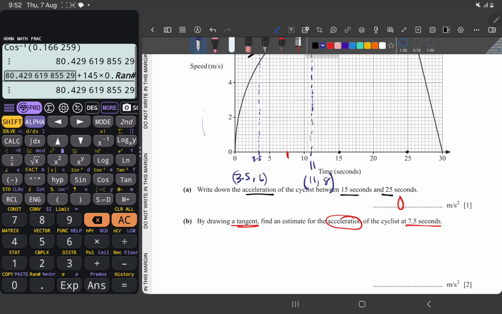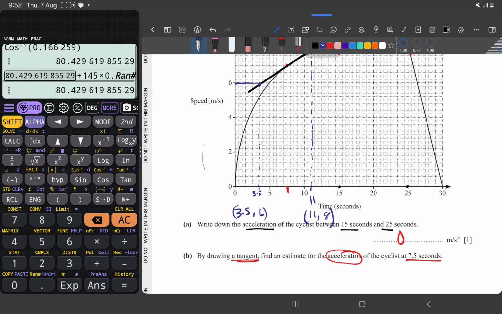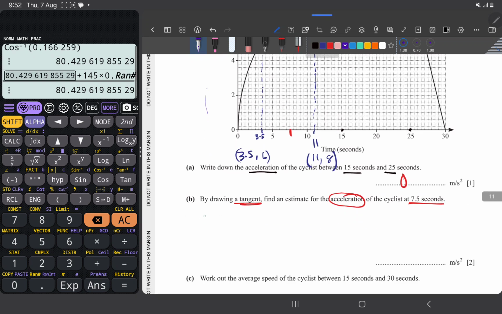Now I will find the gradient using these 2 points. So I have to draw a tangent. If they'd asked me to find acceleration at 7.5, you want the gradient at 7.5 because acceleration is the gradient of this curve. But you can only get the gradient for nice lines. Here we have a curve, so you have to draw the tangent line, a line which touches your curve at one point. Then you find the gradient of that tangent. So you're now going to say, by drawing a tangent, find an estimate for acceleration. So acceleration is equal to change in y over change in x, which is going to be equal to, here you can say x1, y1, then here you can say x2, y2.